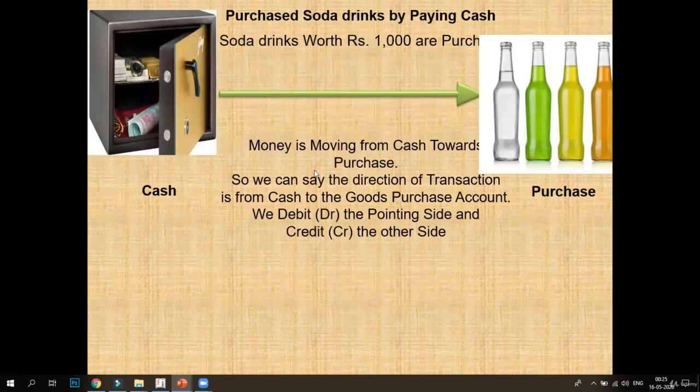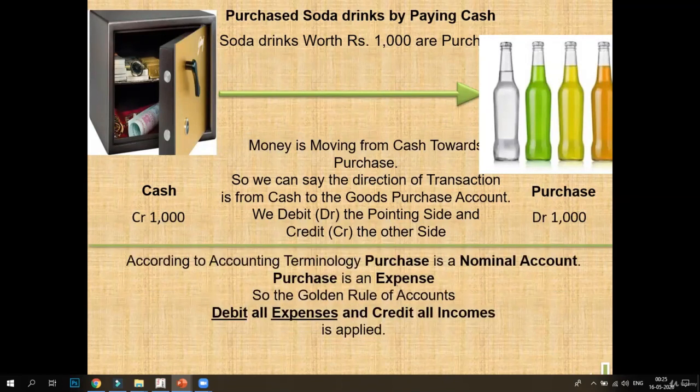Now my second transaction is the company purchased soda drinks by paying cash. So here cash is going, the real account is decreasing, and my purchase account, that is my expense account, is coming in. For expense, it is a nominal account, and the nominal account will be debited, and the cash is going out, so this will be credited as this belongs to the real account.